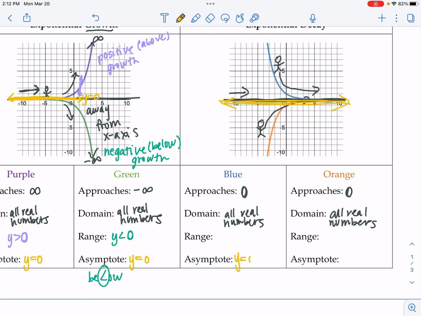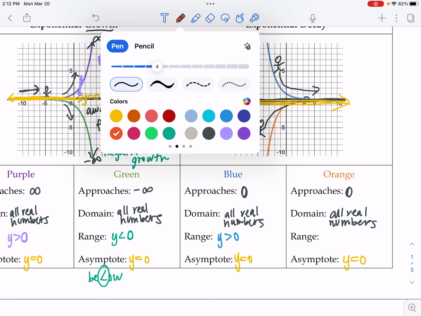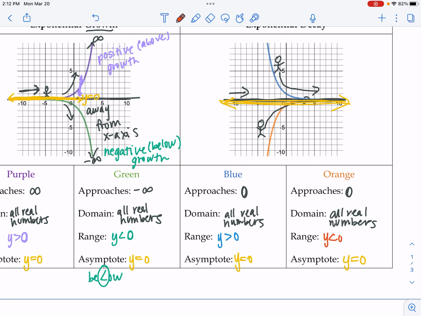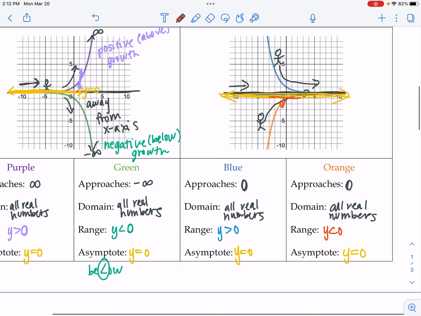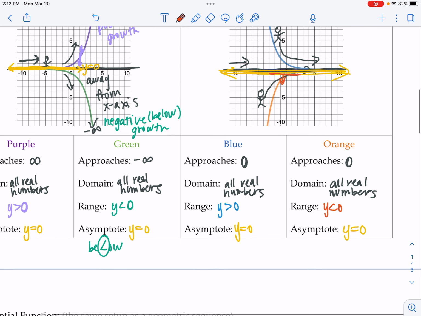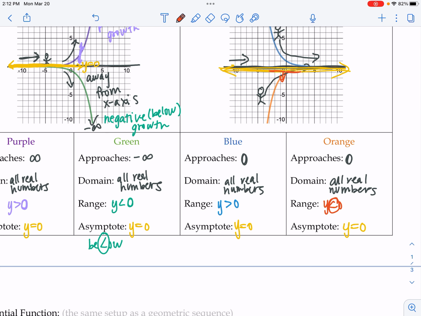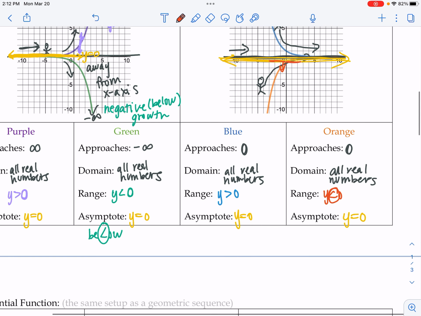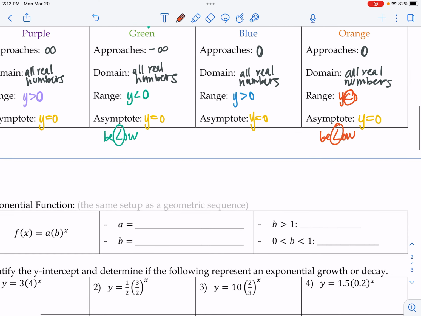Okay, so y equals 0, y equals 0. And then for the range, the blue graph is above. The orange graph is below. So even though they're both approaching 0, only the orange gets the less than because it's below the graph.